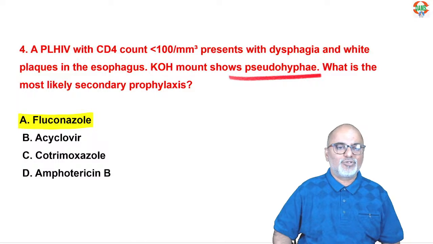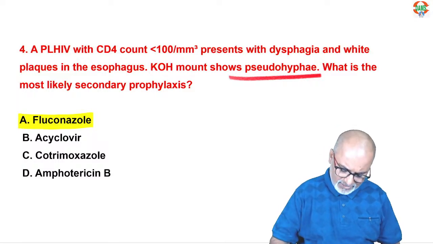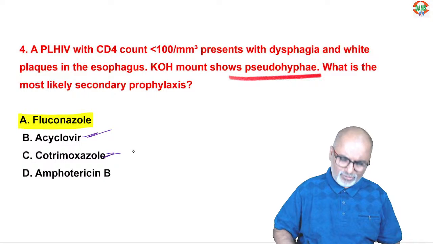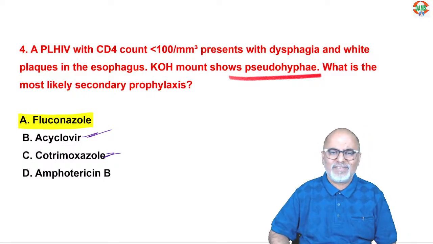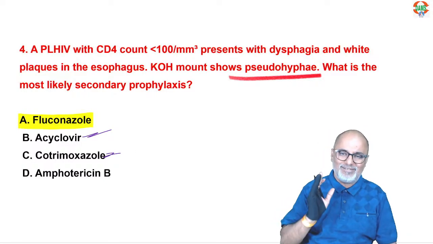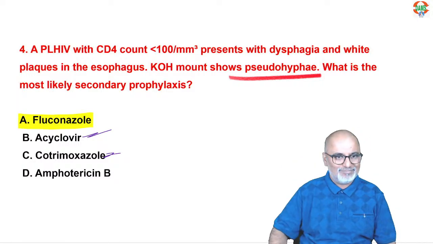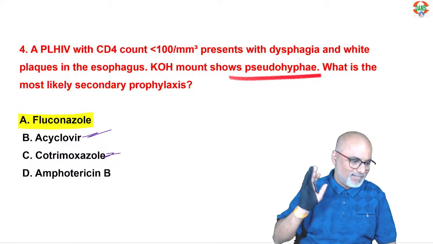Got it? Fluconazole. Because acyclovir is antiviral. Cotrimoxazole usually antibacterial, and for pneumocystis we can give it. Amphotericin B is a backup drug. We won't give it as a prophylactic, it's a backup drug.